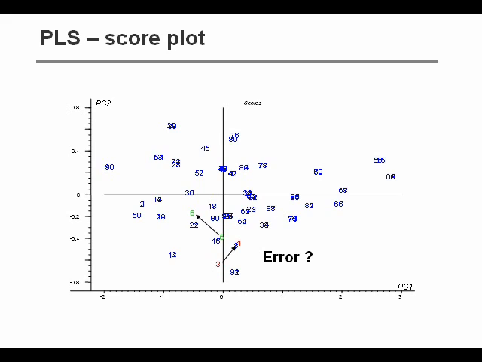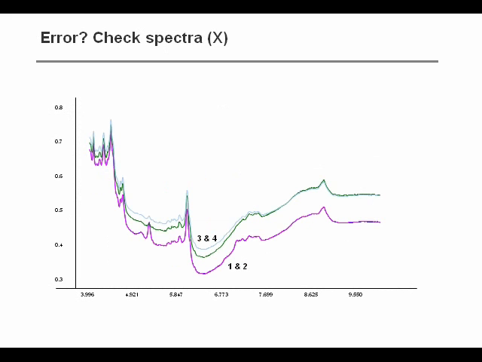That can lead us to plotting the raw data again and looking specifically at some of these samples. If we do that, we get a plot like this, for example. We can see sample 1 and 2, those are replicates, and their spectra are very, very similar. But if we look at sample 3 and 4, we can see that their spectra are not at all similar.